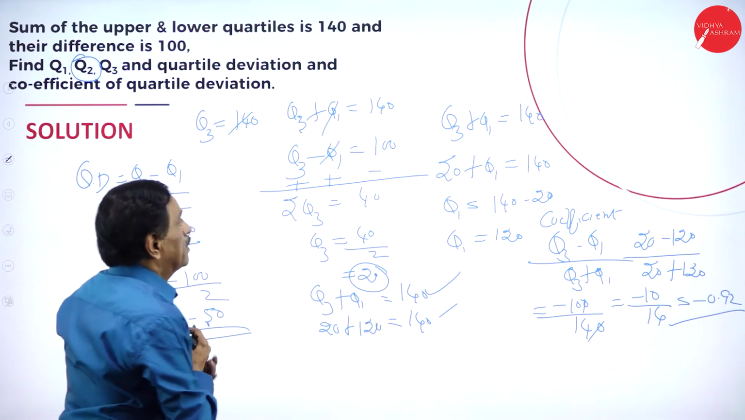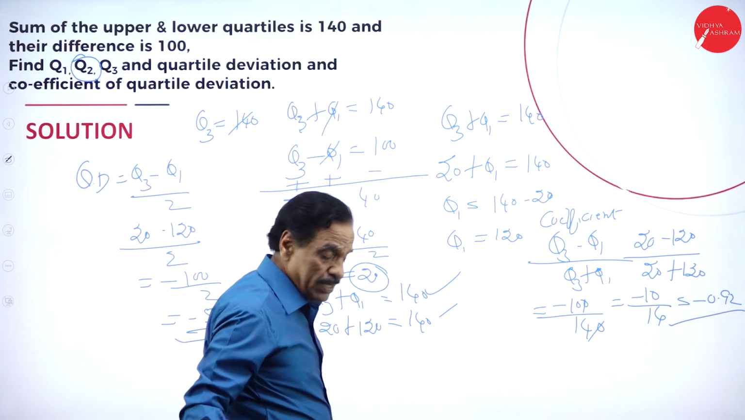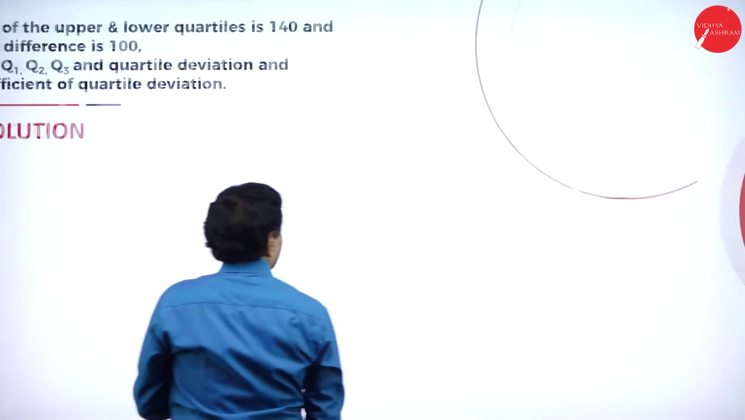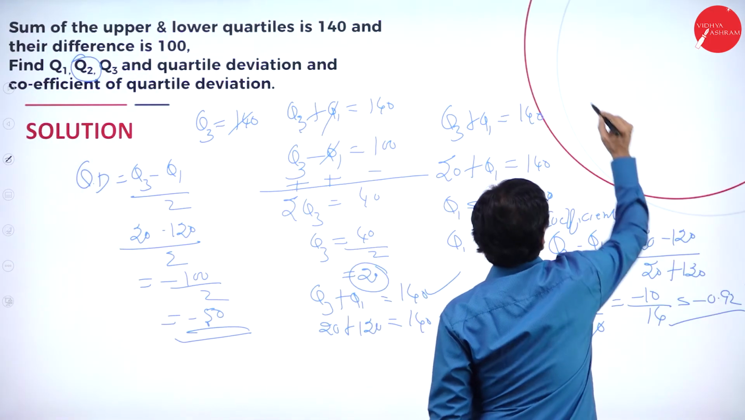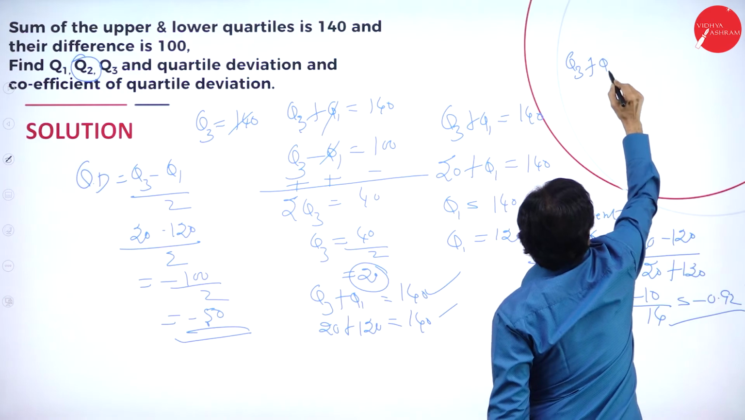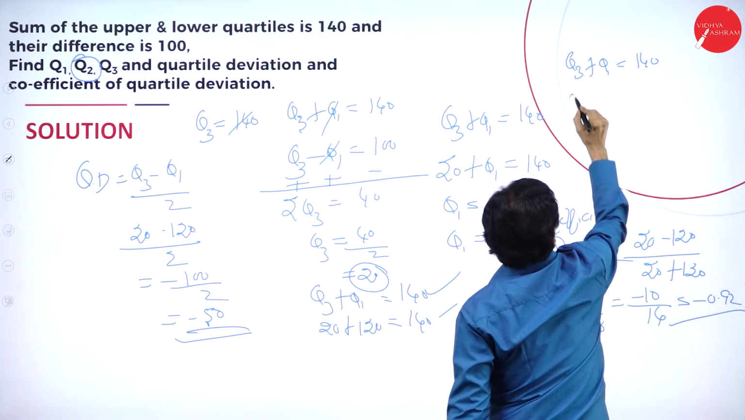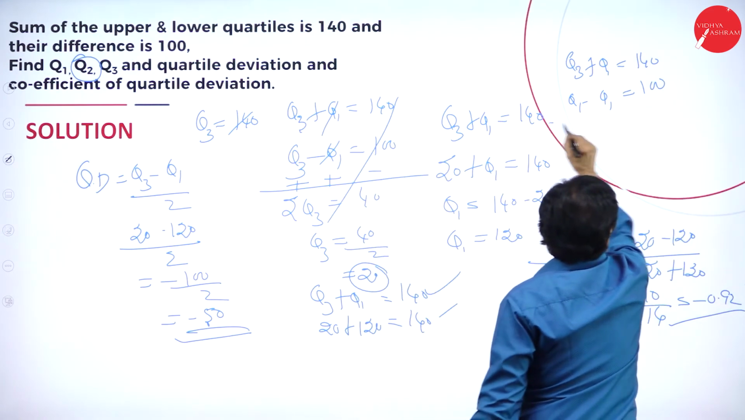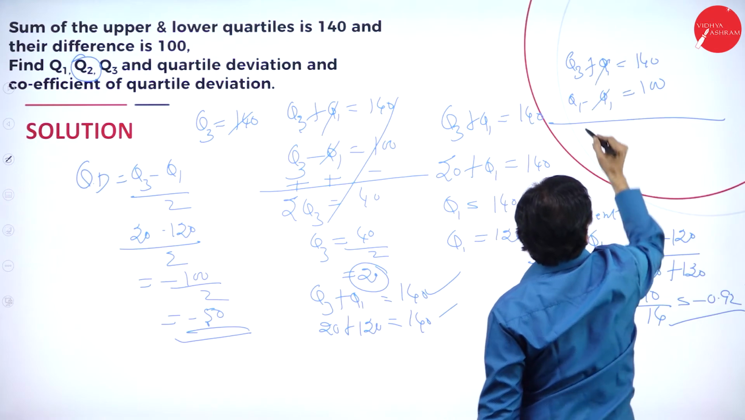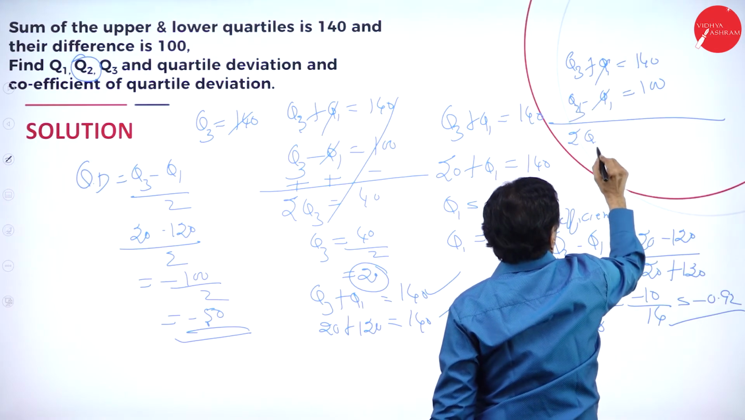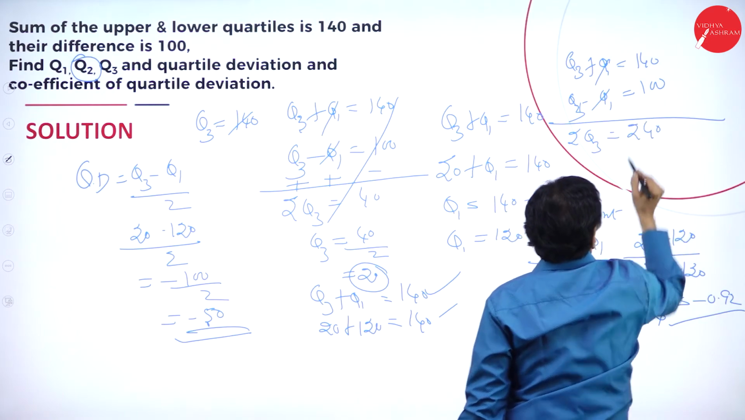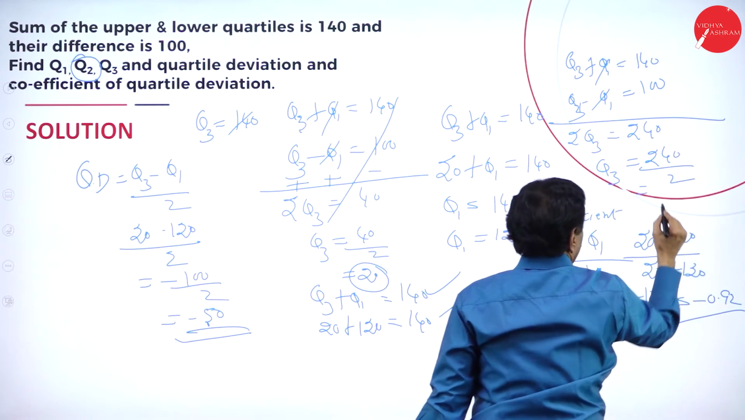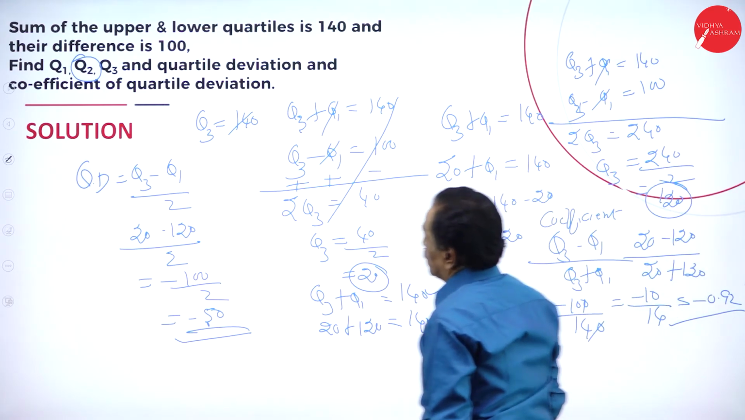So we can solve another way also. Here we can go like this also. Q3 plus Q1 is 140. Q3 minus Q1 is 100. When you add these figures, this will cancel. 2Q3 is equal to 240. Q3 is equal to 240 divided by 2. This is 120. This is one way.